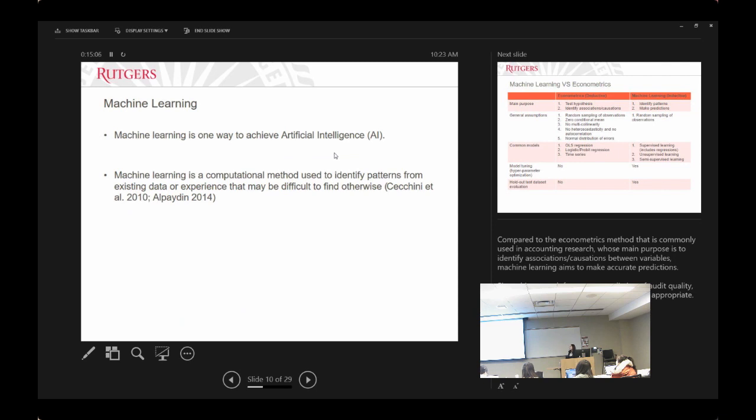After we get the dependent variable and independent variables, we use machine learning to find the patterns inside the data. For those of you who don't know about machine learning, here's a brief introduction, and later I will compare machine learning with the econometrics methods that we use. First of all, we all hear about AI, artificial intelligence. Machine learning is a subset of AI, one of the methodologies to achieve intelligence. At its core, machine learning is a computational method that helps us identify hidden patterns inside the data, so that we can identify associations and patterns.